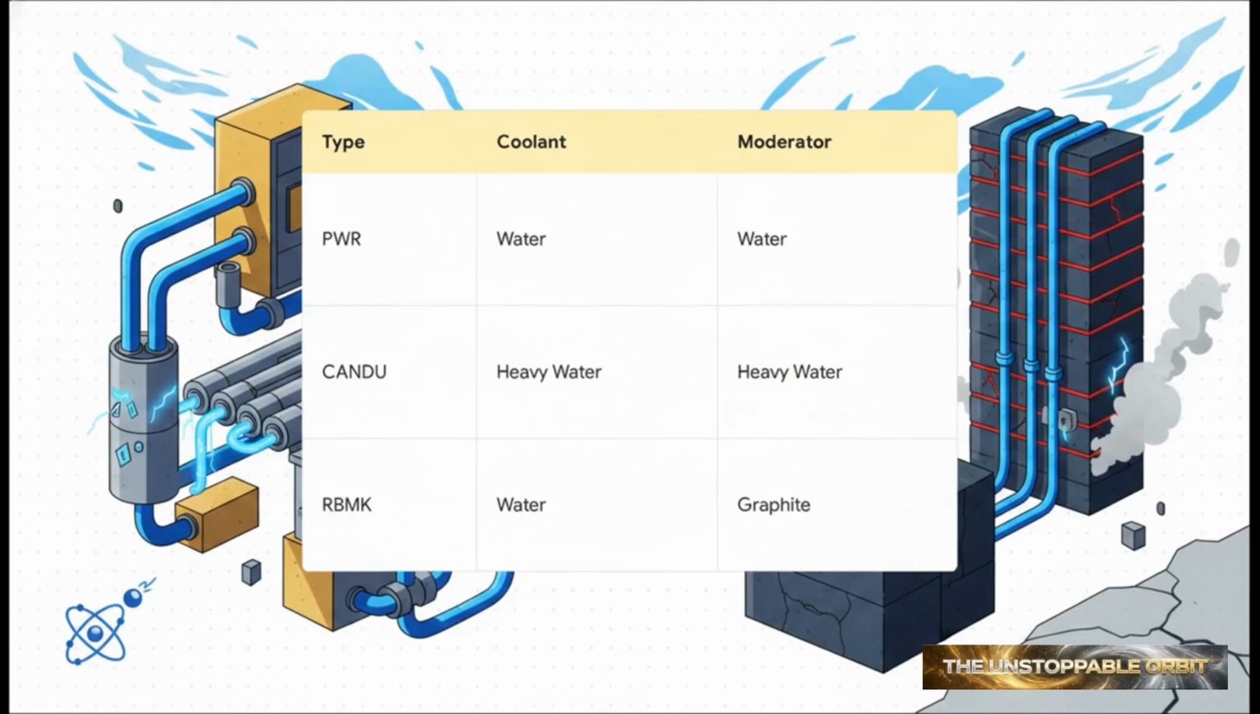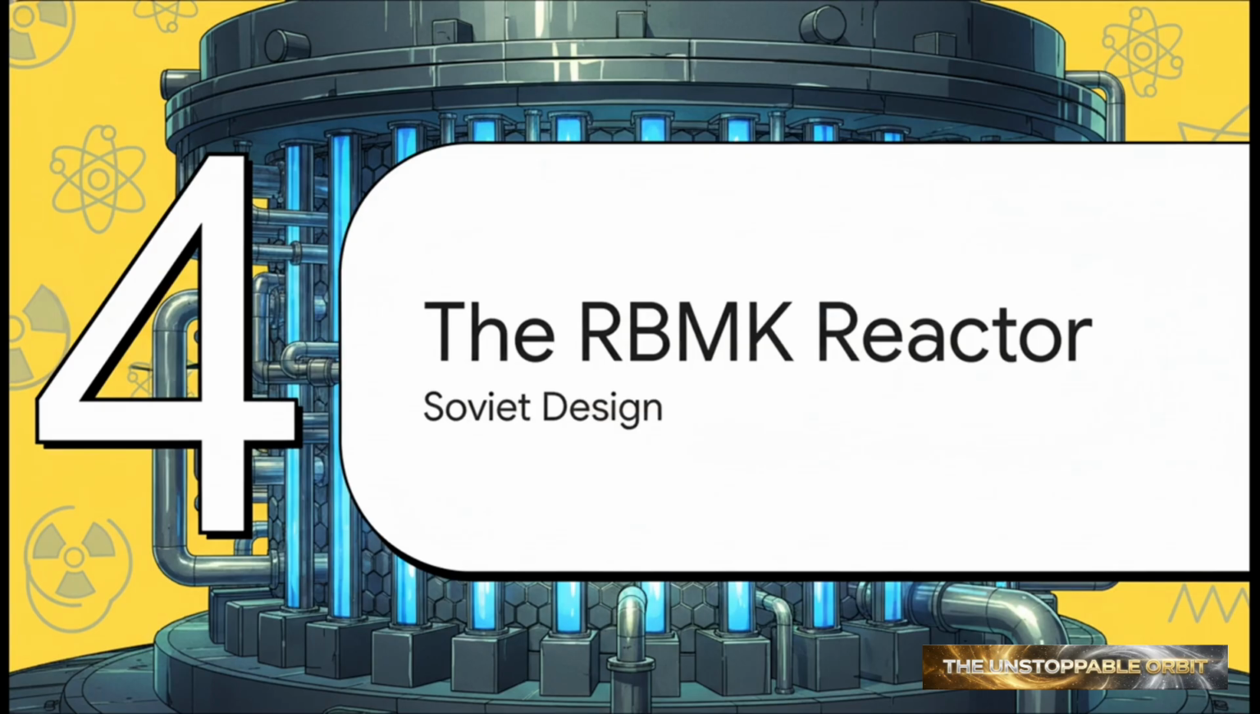Okay, take a look at this comparison chart. You'll probably spot the glaring anomaly right away. Standard pressurized water and boiling water reactors use ordinary light water for both cooling and moderating. The Canadian CANDU uses heavy water for both. But the Soviet RBMK uniquely separates these functions. They use ordinary light water to cool the system, but completely separate solid blocks of graphite to moderate the neutrons. And that perfectly sets up Section 4, the Soviet RBMK reactor.